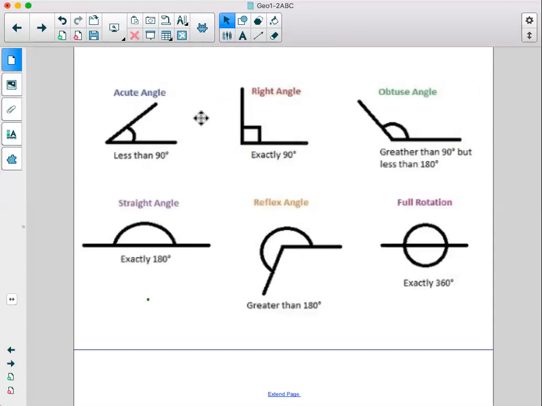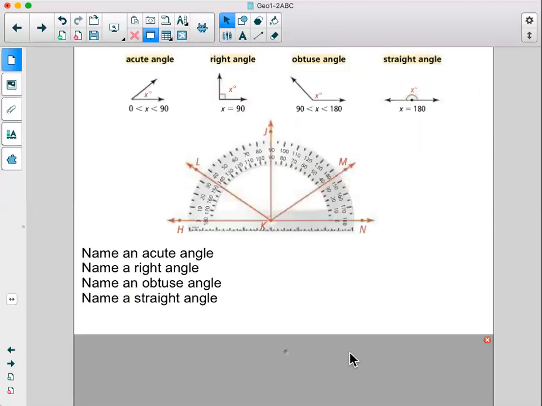Now, these are the angles we were just talking about. You could also have a reflex angle, which is greater than 180. We are not going to be studying reflex angles in this course, though you will see them when you get to pre-calc if you decide to take that course. We will be talking about the full rotation, 360 degrees, later in the course. So pause the video and find an angle that matches each of these descriptions.